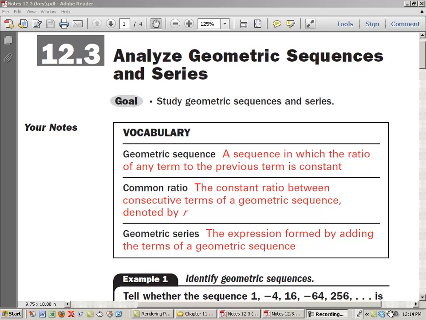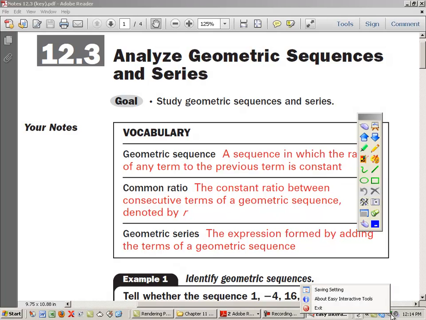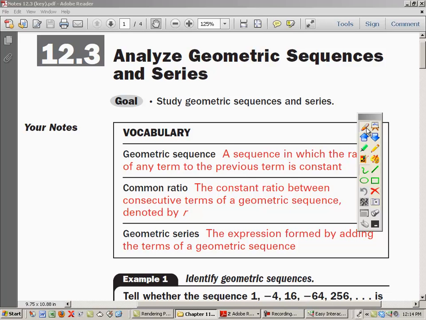Hi, welcome to your lesson on 12.3 on analyzing geometric sequences and series. We just spent some time talking about arithmetic sequences and series in the previous lesson. A geometric sequence or series is a little bit different. The same idea though, we're going to create a sequence of numbers and then we can take the sum of those terms, which becomes a series.